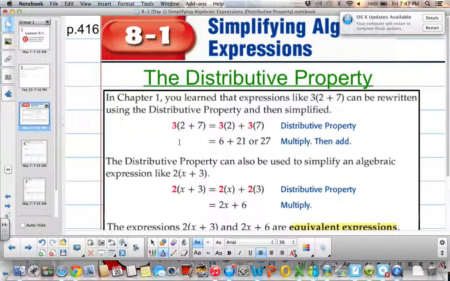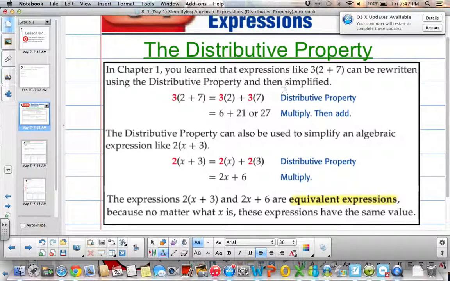So like I said, we've already talked about the distributive property, and we know that if we look at 3 times 2 plus 7, we can rewrite it. So if you think way back to chapter 1, when we discussed the distributive property, we know that we can distribute our 3 out to both of the numbers inside the parentheses. So our 3 would go with the 2 and with the 7. So we can write it then as 3 times 2 plus 3 times 7. So we get 6 plus 21, or 27.